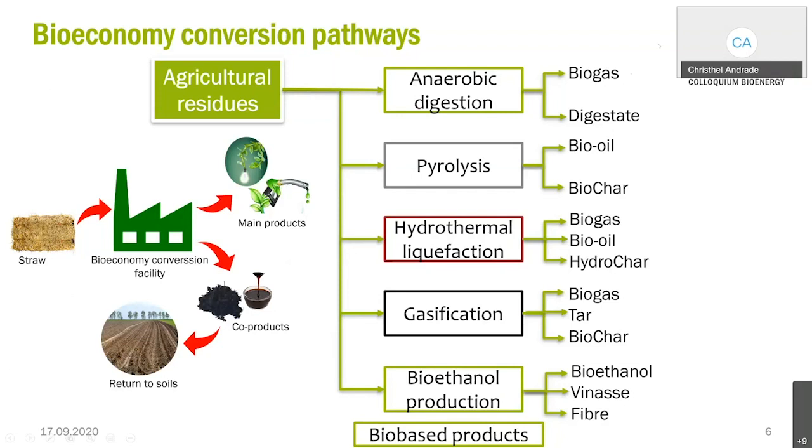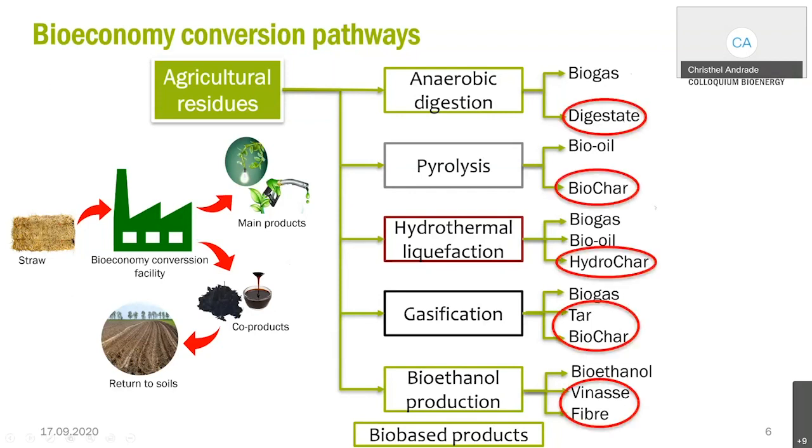So as I said, we are focused on the co-products. For the anaerobic digestion, we consider the return of the digestate. For the pyrolysis, the biochar. For hydrothermal liquefaction, the hydrochar. For gasification, both tar and biochar, depending on their composition. And in the bioethanol fermentation, both the vinasse and the lignocellulosic fibrous residue. So we have to determine through mass balances the amount of carbon that we could return to the soils, and also we need to determine the degradability of this carbon.